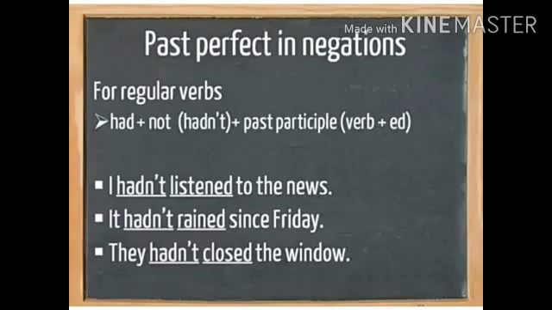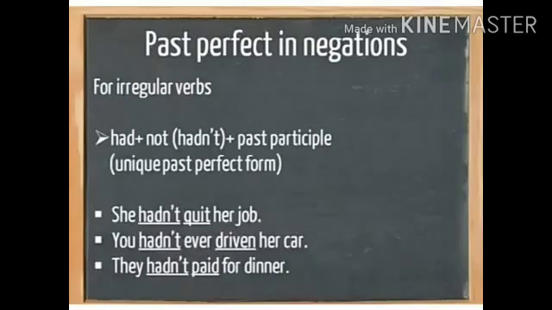Now for the irregular verbs in the past perfect negative we use had plus not and a past participle with the unique past perfect form. For example, she hadn't quit her job. You hadn't ever driven her car. They hadn't paid for dinner. Here the underlined main verbs are irregular verbs.